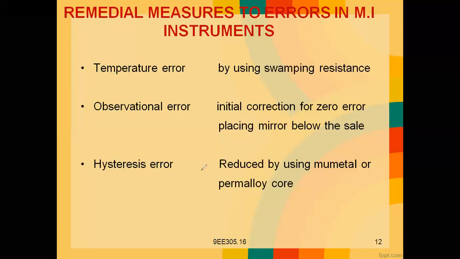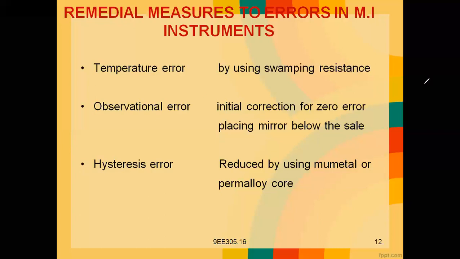Coming to hysteresis error. This hysteresis error is reduced by using mu metal or permalloy core. First, let us try to understand what this hysteresis error is, and where we get this hysteresis error.